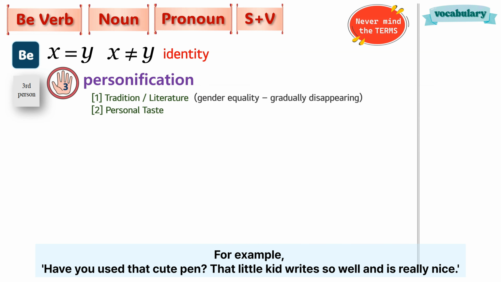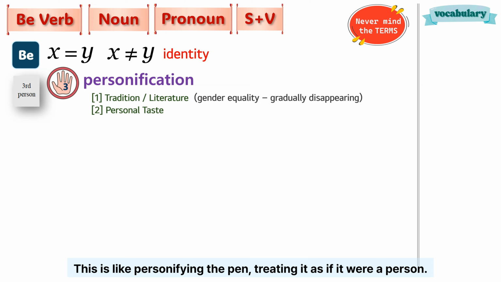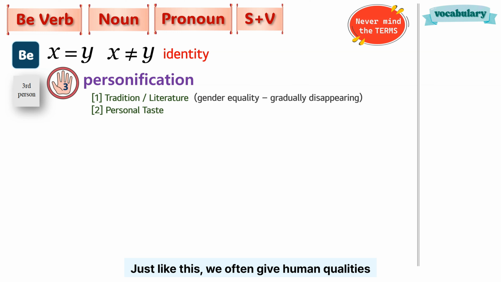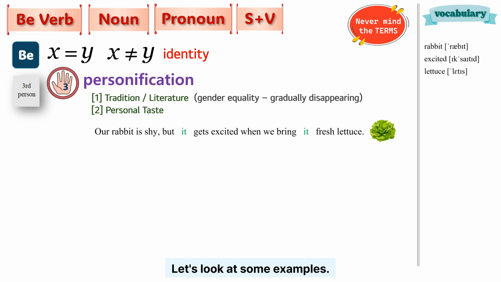For example, have you used that cute pen? That little kid writes so well and is really nice. This is like personifying the pen, treating it as if it were a person. Just like this, we often give human qualities to things to make talking about them more fun or friendly. Let's look at some examples.